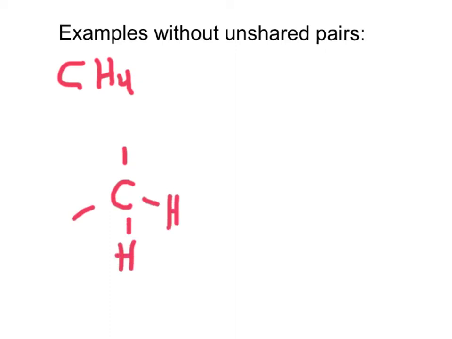For our next example, we'll take a look at methane. Methane has the formula of CH4. For the Lewis structure, it's very simple. We just have carbon in the center attached to 4 hydrogens.